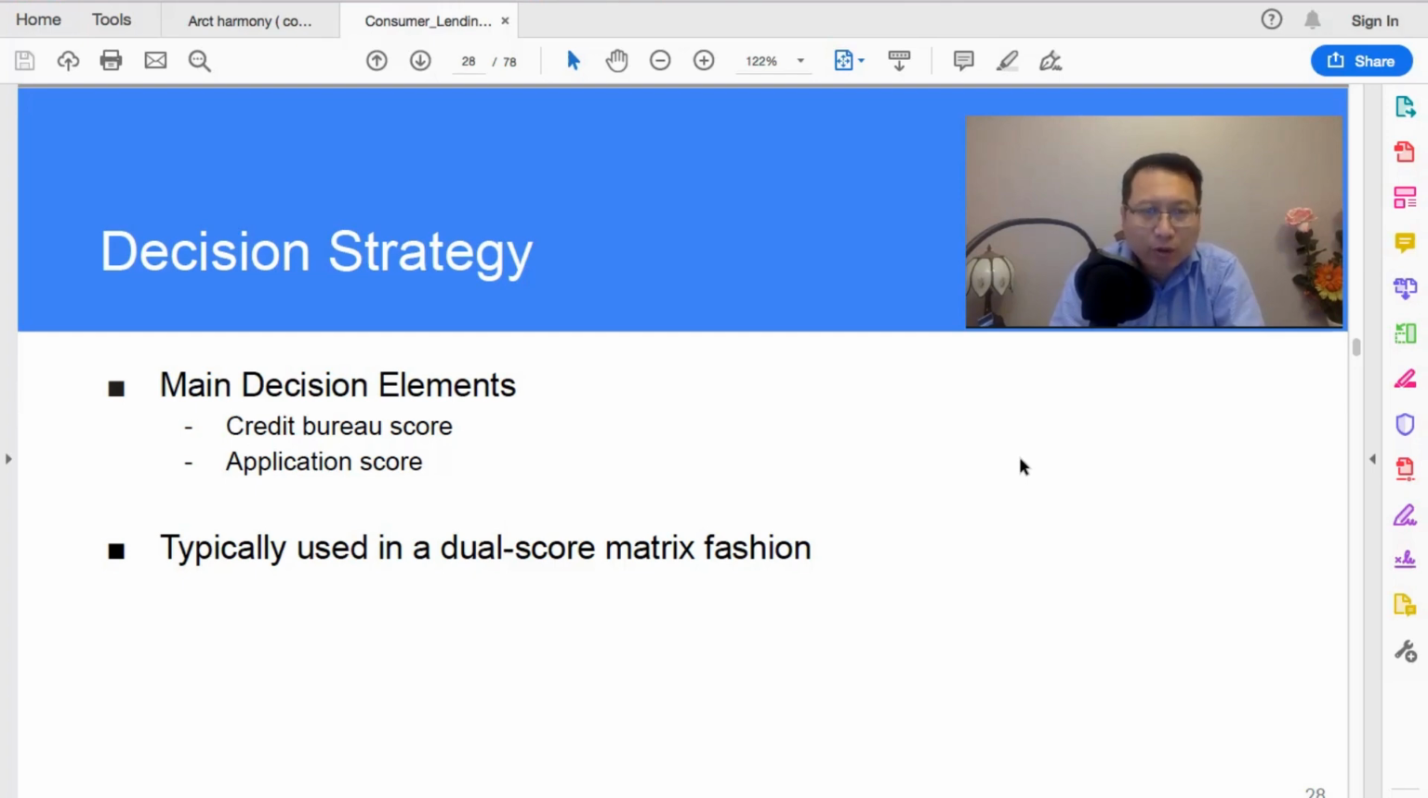So these two scores are typically used in a score matrix fashion. You have the credit bureau score to give you the consumer's overall history. You also have the application score to reflect the particular application demographic related to this particular lender. Okay, let's look at some examples here.